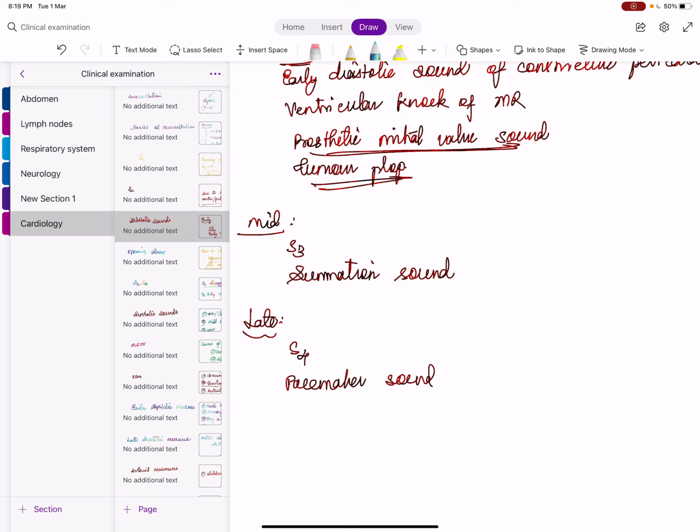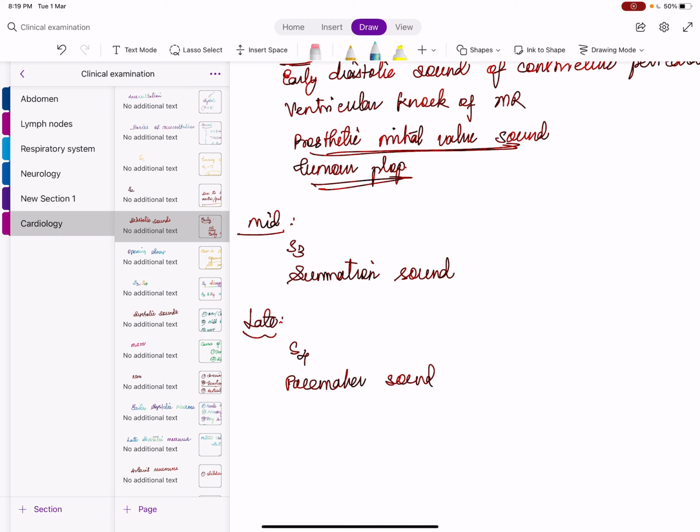Now another possibility can occur in single S2. Both the components can occur together. That is also one of the variants of narrow split. But I told you the causes of narrow split will be aortic stenosis and LBBB. But we have two important specific causes for fused.